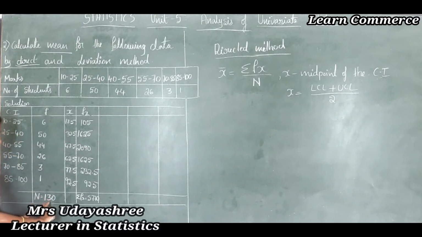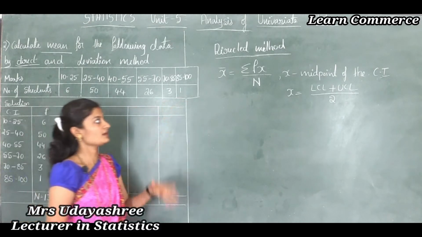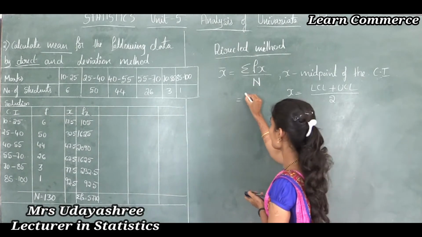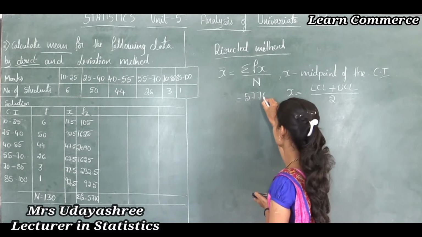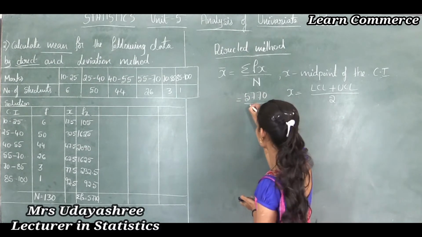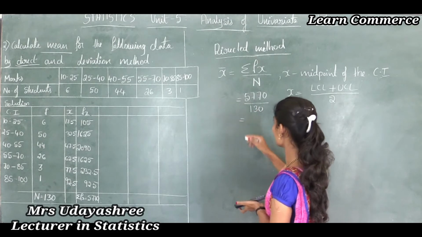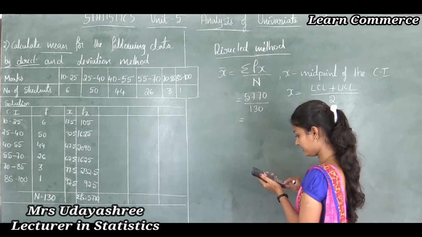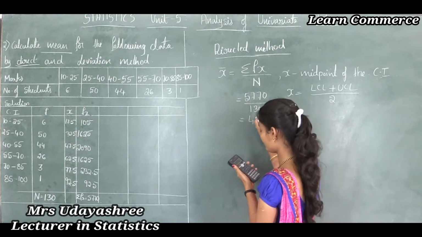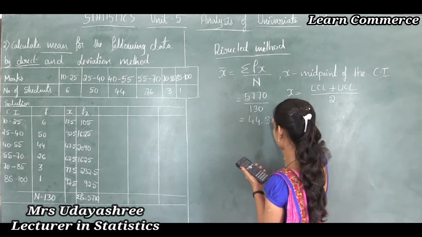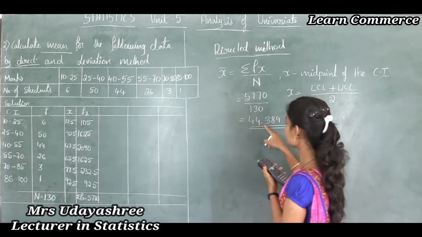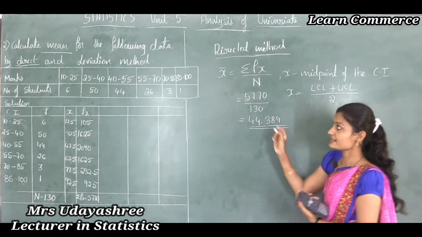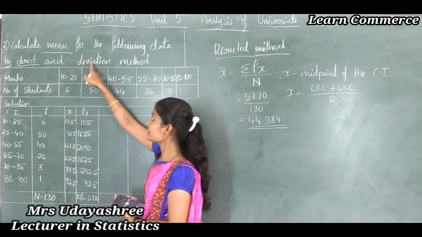Now I will substitute these two values in the formula. So x bar is equal to the sum of fx, 5770, divided by capital N, that is 130. So 5770 divided by 130 is 44.384. So we got the mean as 44.384 in the direct method. Next, let's see the calculation of mean in the deviation method.